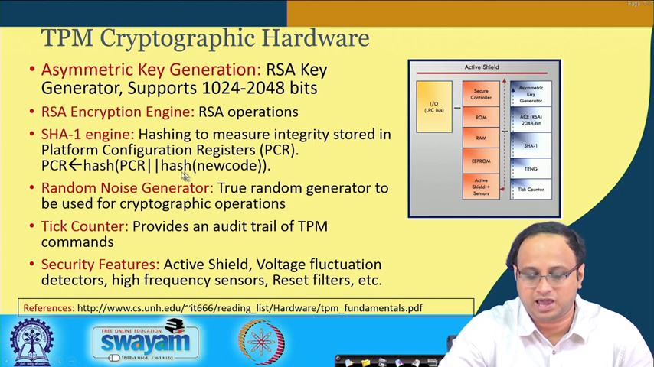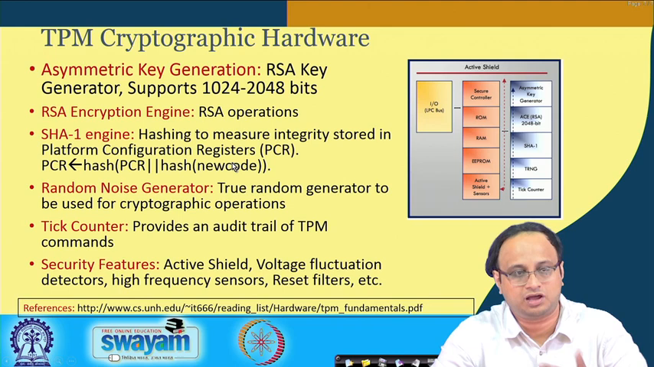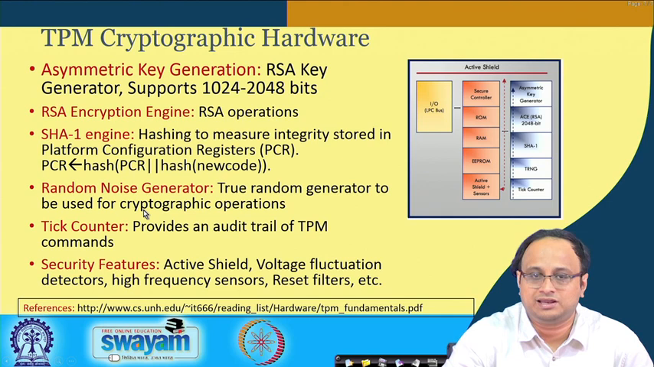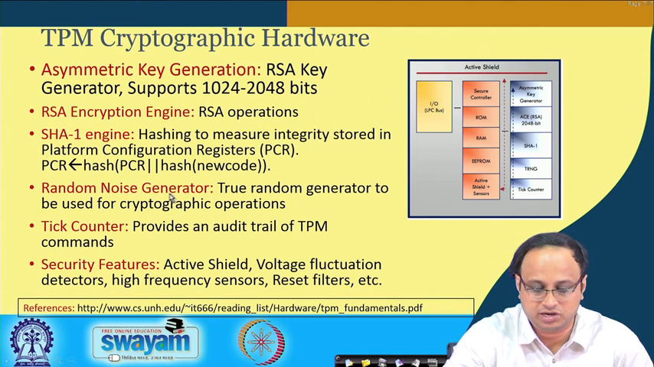So you apply the hash function one after the other, and you try to compute this digest and keep it inside your PCR. Then, one of the fundamental requirements of cryptography is that it is based on random number generators. Therefore, a TPM also has a small piece of hardware for calculating what are called TRNGs, or true random number generators. So there is a true random number generator built into this.